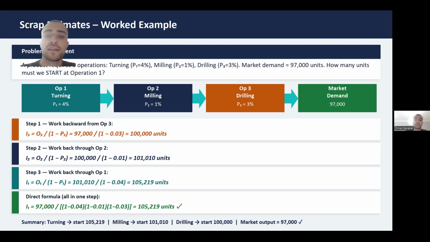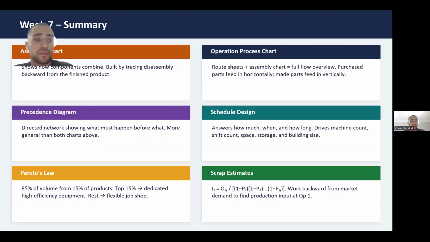For facility planning, this matters enormously. Every machine must be sized for not market demand, but production input. The turning machine must handle 105,000 units, not 97,000.